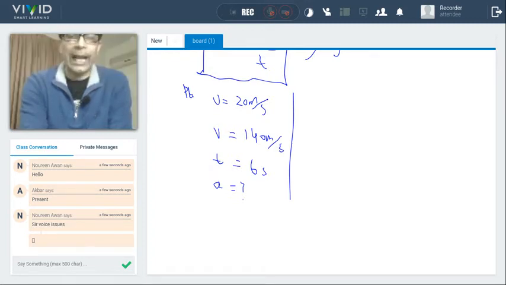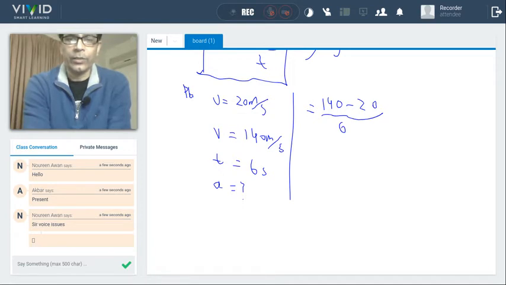So we can easily see that by substituting these values of initial velocity, final velocity and time, we have 140 minus 20 over time, which is 6 seconds. So this is an easy calculation. That is 120 over 6, and the acceleration to be found is 20 meter per second square.